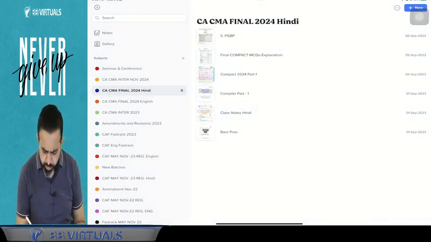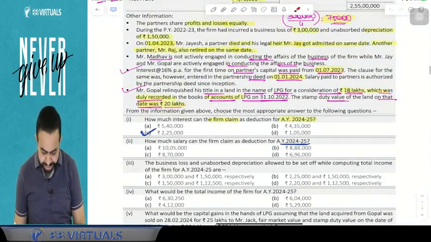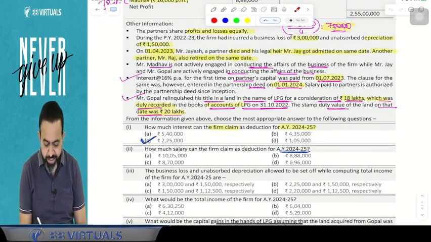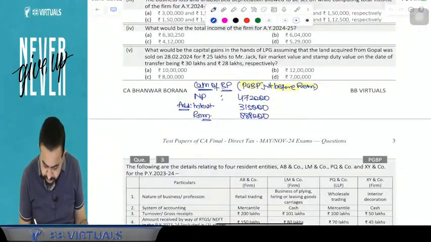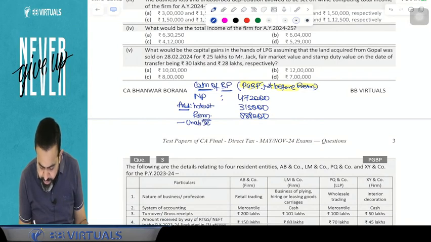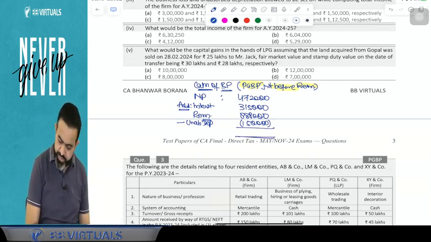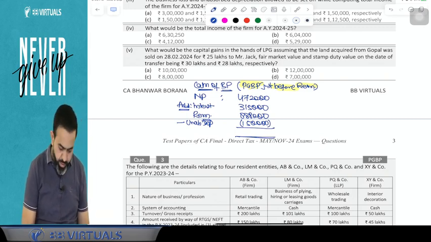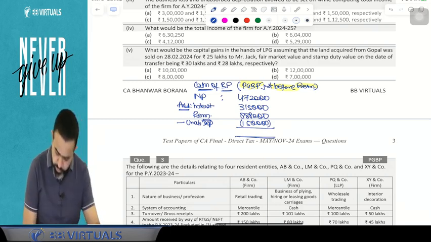So in this particular example, there is an unabsorbed depreciation given. If you see here, unabsorbed depreciation of last year is given, that is 1,50,000. So this 1,50,000 will also be reduced here. So just reduce the unabsorbed depreciation of 1,50,000. So 4,72,000 plus 3,15,000 plus 8,88,000 minus 1,50,000. Sorry, I made a mistake.